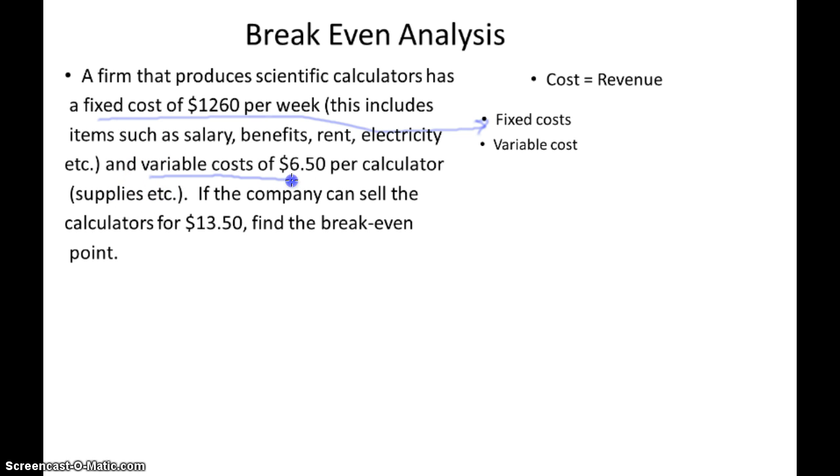So again, this is another one of those items that we're looking for, $6.50 per calculator. If the company can sell the calculators for $13.50, that's selling. That is the idea of revenue. So we'll find the break-even point. Well, what we need to figure out is x, a variable. We're going to let it stand for the number of calculators.